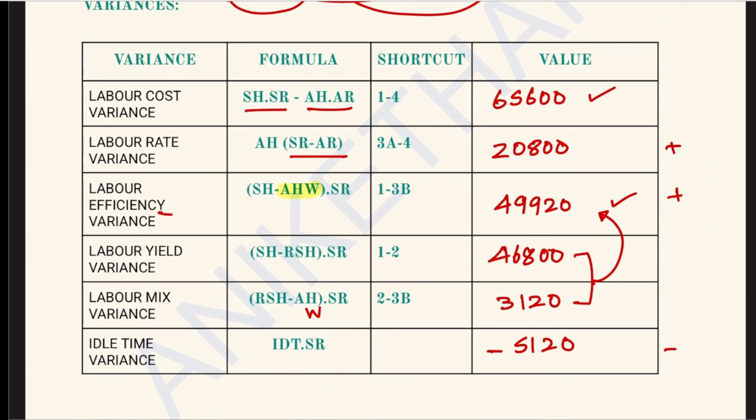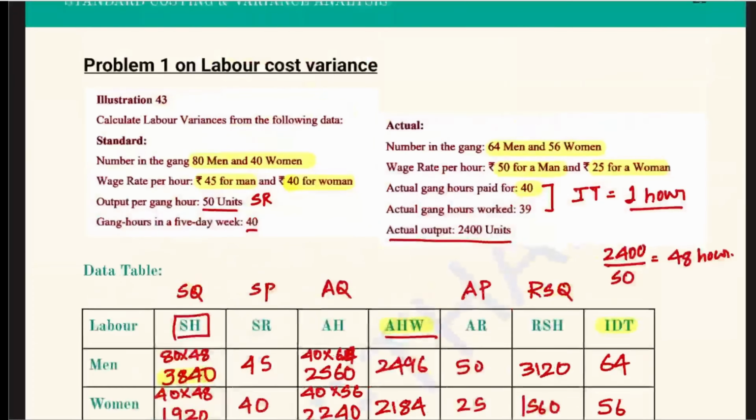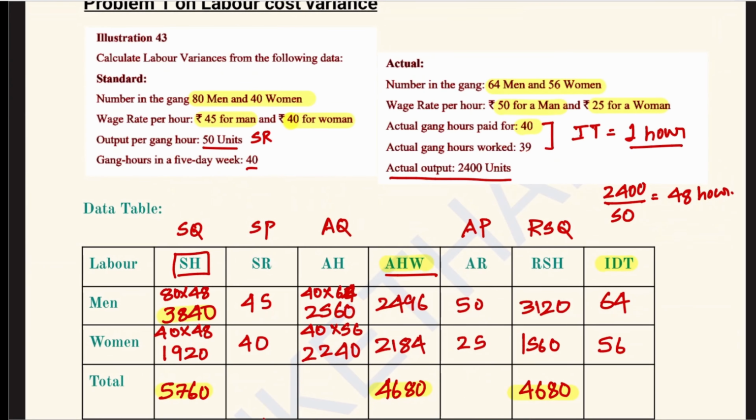So let's go back, understand once again. From the data, take the standard rate and actual rate first. Then you have to calculate the standard hours for the actual output. So for 2400 units, how many standard hours were required? 48 were required. I will multiply this with 80 men and 40 women. Now I will get standard hours. Actual hours, 40 hours were paid. This I will multiply with 64 into 40 and 56 into 40. Now I will get actual hours.